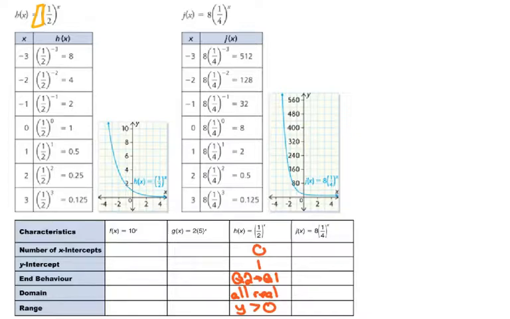Looking at j, again, no x-intercepts. The y-intercept is difficult to see because of the scale of the graph, but if we look at the equation, we can see that a is 8, so our y-intercept would have to be 8. Again, going quadrant 2 into quadrant 1. Domain is all real numbers. And the range again, y is greater than 0.